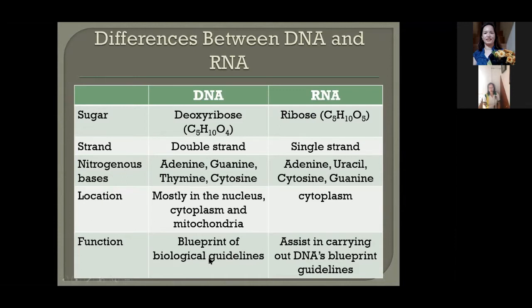So DNA serves as the blueprint. It's like how an architect, before building a house, must have a blueprint, because this gives the instructions on how a house should be built.